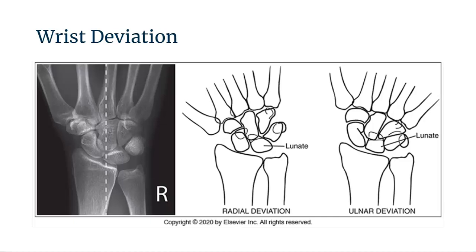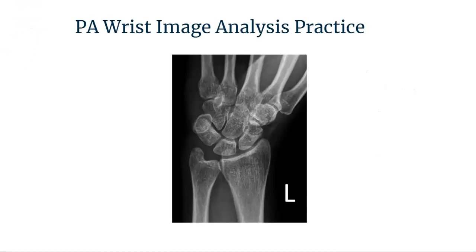When that wrist is deviated, you can see how this alters the shape of the scaphoid and changes the position of the lunate in relationship to that radio-ulnar articulation. This imaging here demonstrates how proper wrist alignment is essential for accurate imaging and proper visualization of the carpal bones. Go ahead and review this practice analysis of the PA wrist projection and answer the following question.